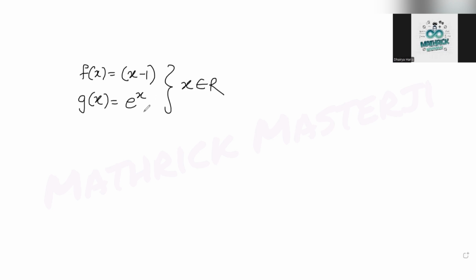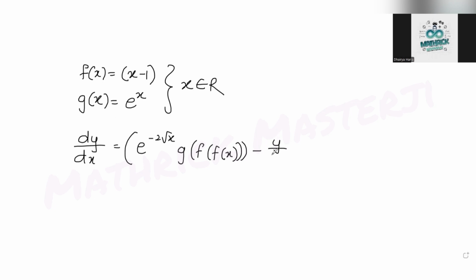Let's see today's question. It says that the function f of x is x minus 1 and g of x is another function given to us, which is e raised to x. This is for all x belonging to R, that is, real numbers. If dy over dx is e raised to minus 2 root x into g of f of x minus y over root x. The question is asking us, if the condition y of 0 is equal to 0 is given, then what is y of 1 equal to?